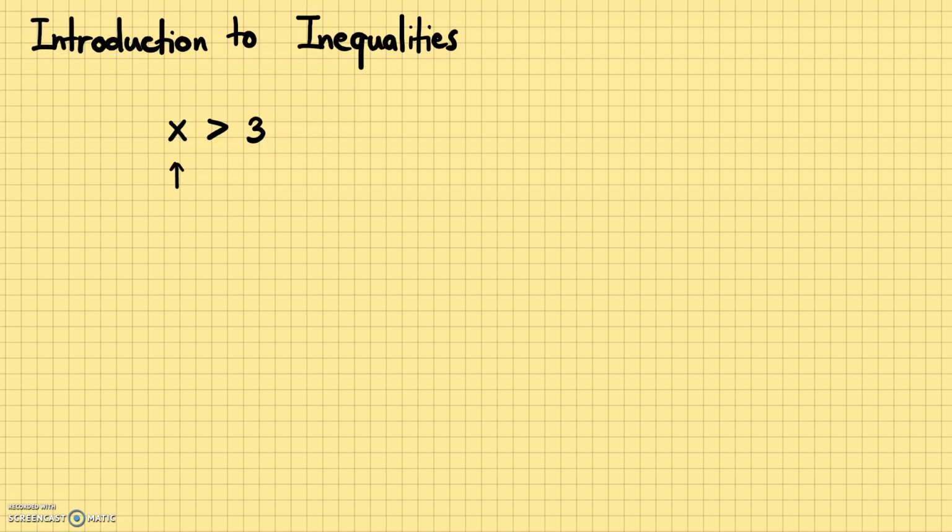For example, if x is 4, then this will be true, right? 4 is greater than 3. If x is 5, this is also going to be true. If x is 6, it's also going to be true. But if x is 1, it's not going to be true. So we want to have a more visual way to see all the possible solutions for this inequality here. Okay, so the way you do that is you use a number line.